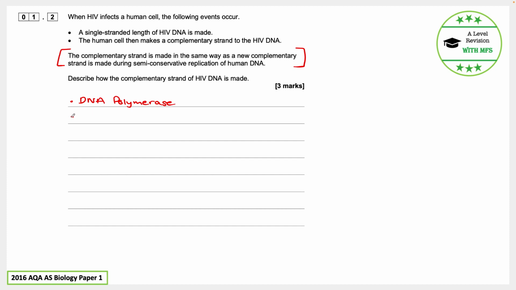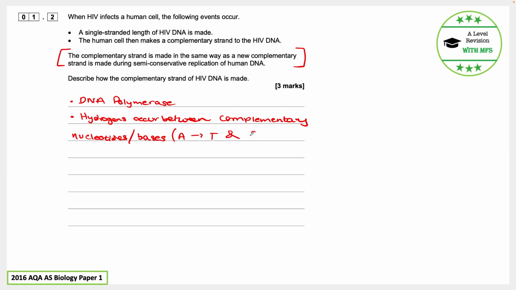Okay, so the hydrogen bonds occur between complementary nucleotides, or you can say bases. Okay, and if you're saying bases, just remember to write that A pairs with T and C pairs with G. So adenine pairs with thymine and cytosine pairs with guanine.